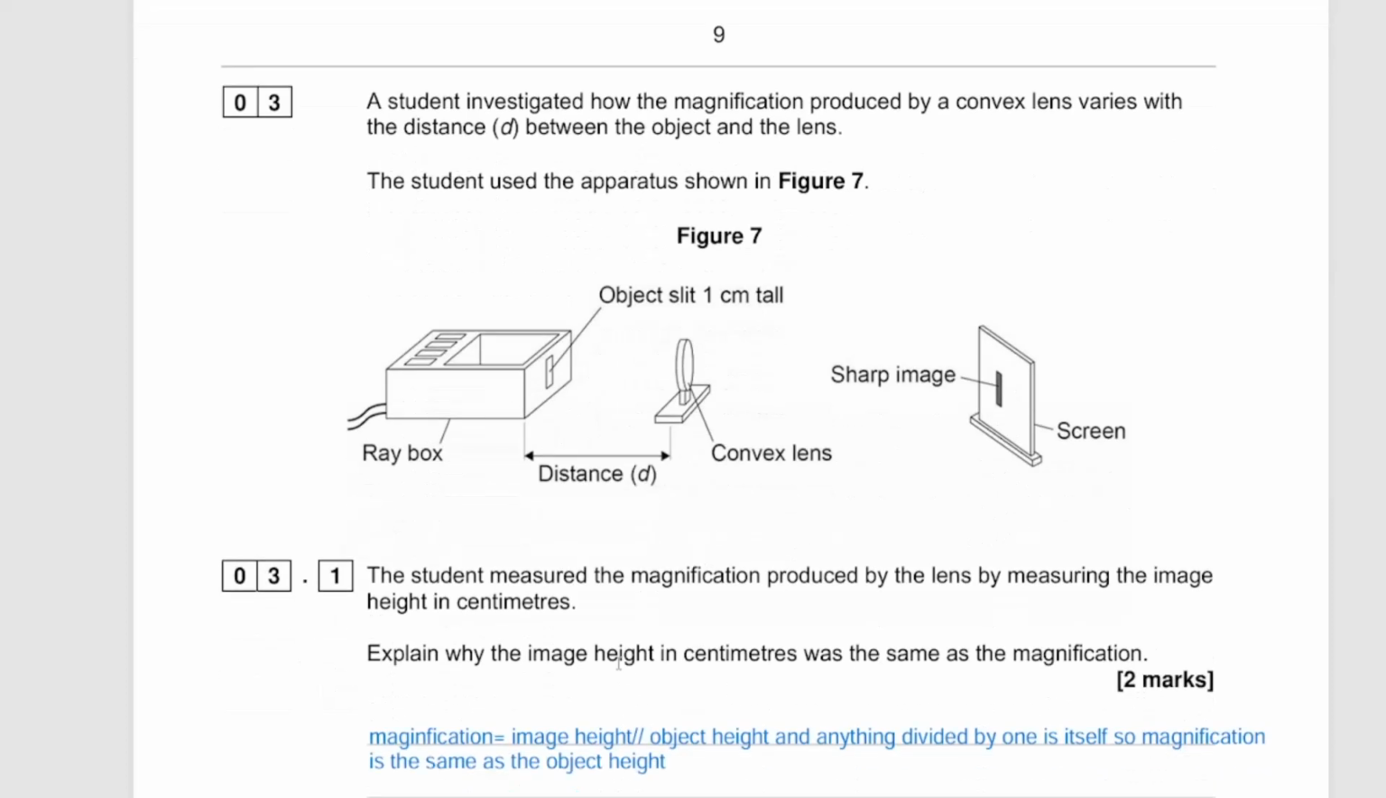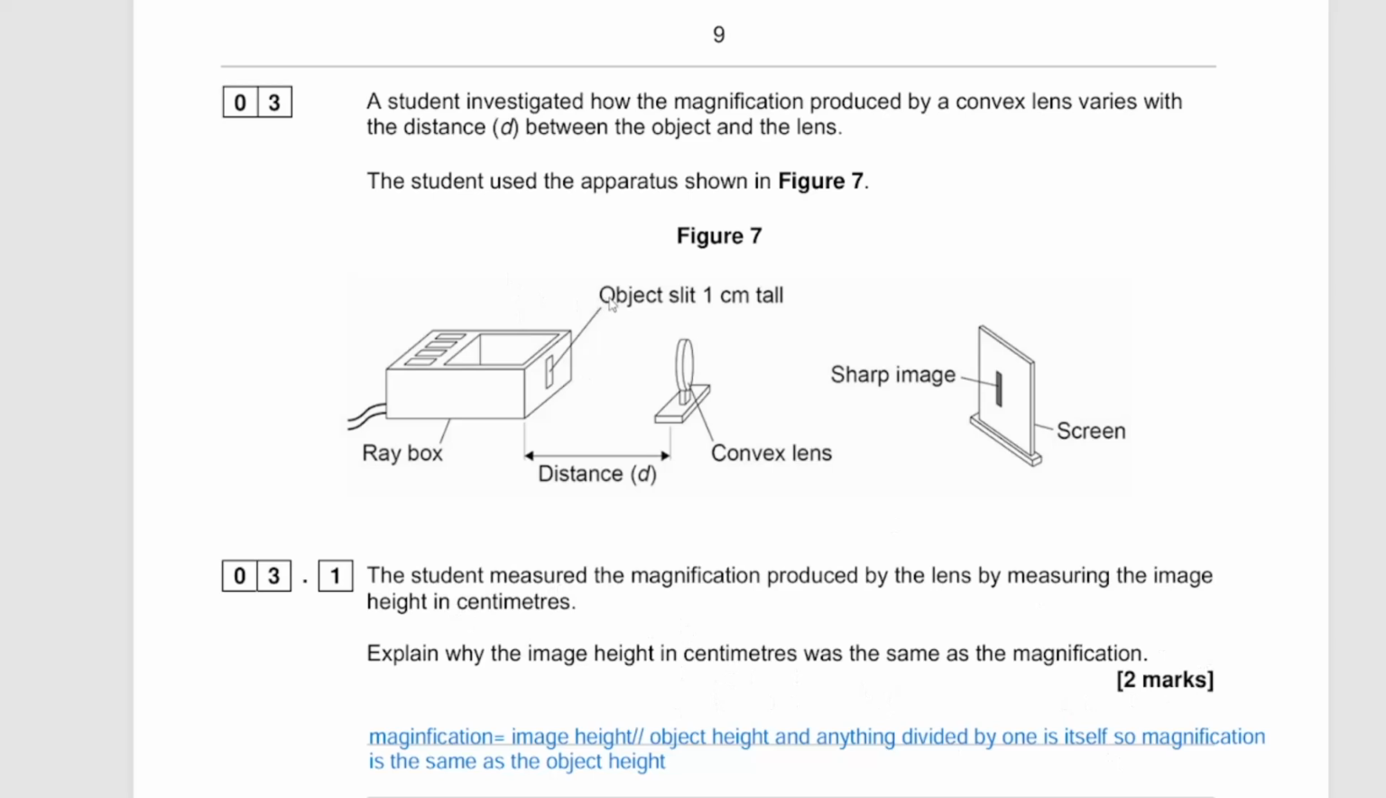Now for question 3. A student investigates how the magnification produced by a convex lens varies with distance d between the object and the lens. The student used the apparatus shown in figure 7, with that being a ray box, a convex lens, and a sharp image. Then we're told the student measured the magnification produced by the lens by measuring the image height in centimeters. And why is the image height in centimeters the same as the magnification?